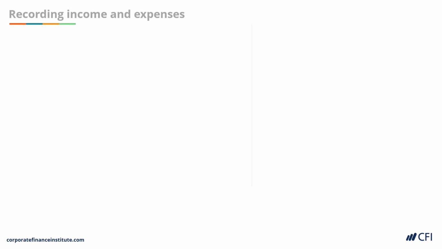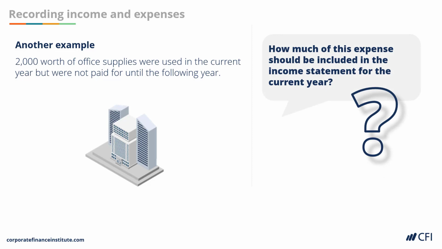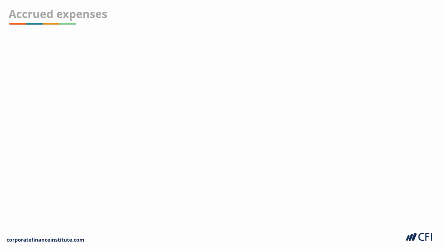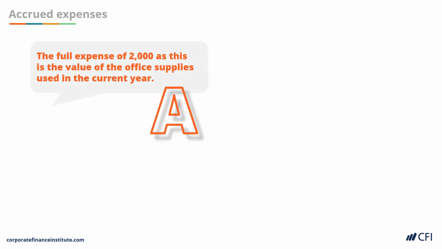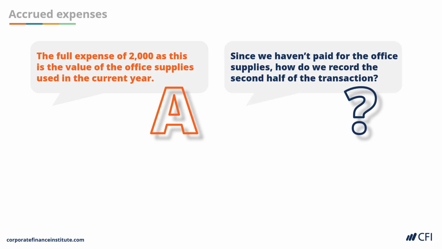Imagine that a company used $2,000 worth of office supplies in the current year, but did not pay any cash for them until the following year. The question is, how much of this expense should be included in the income statement for the current year? The answer is that the company should include the full expense of $2,000, as this is the value that was used in the year.